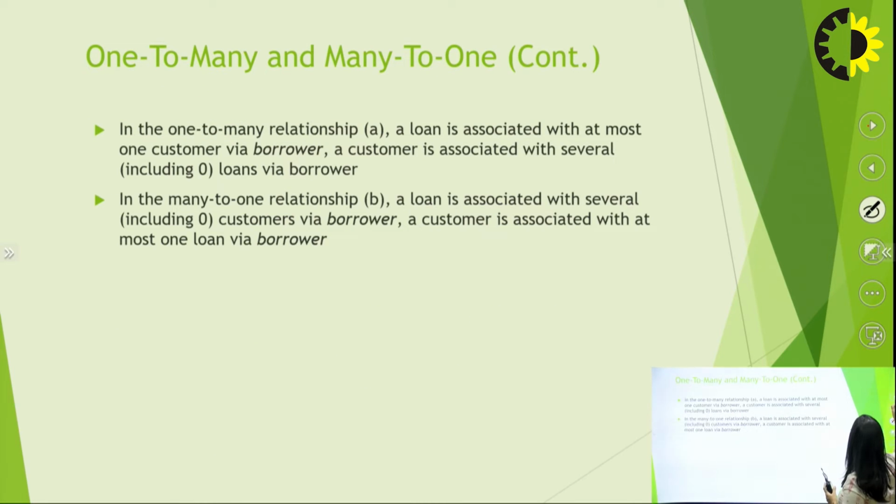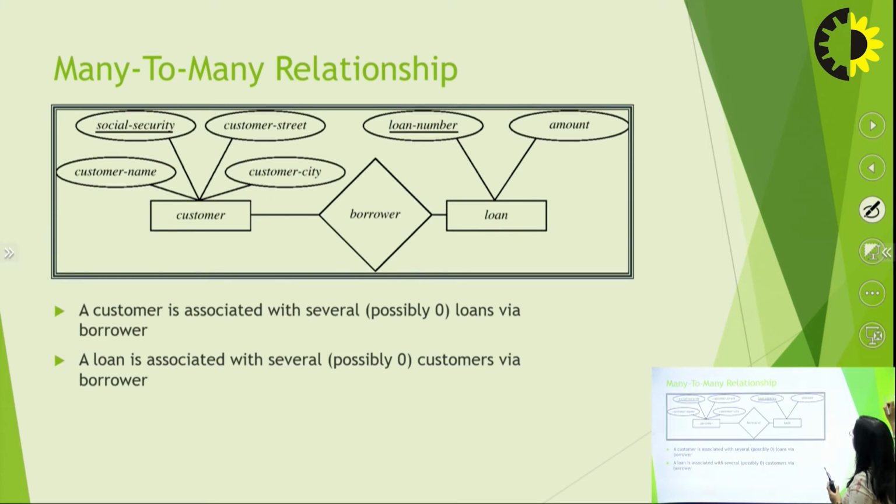So this is the explanation for the one to many and many to one. Now this is the many to many relationship. If we want to show the many to many relationship, what will we use? We will use undirected lines on both sides. Here we are showing that a customer is associated with several loans by a borrower relationship, and a loan is associated with several customers by a borrower relationship, right? So this is how we represent the many to many relationship.